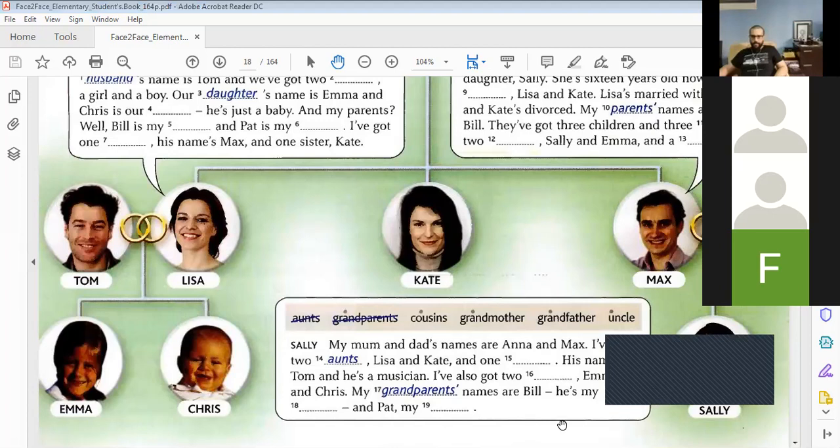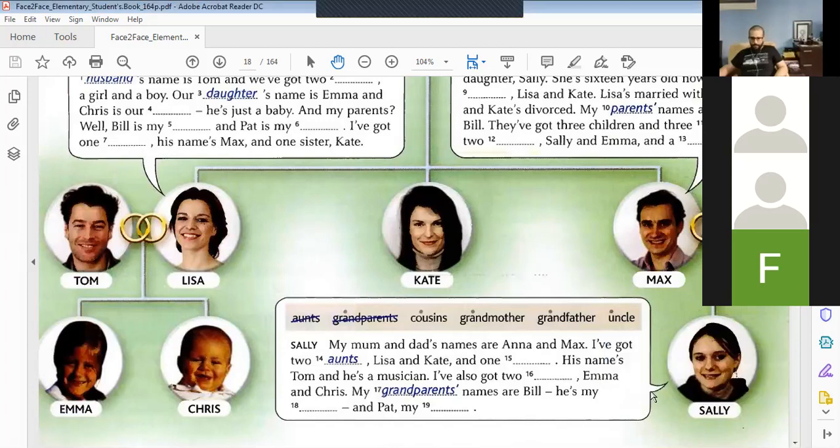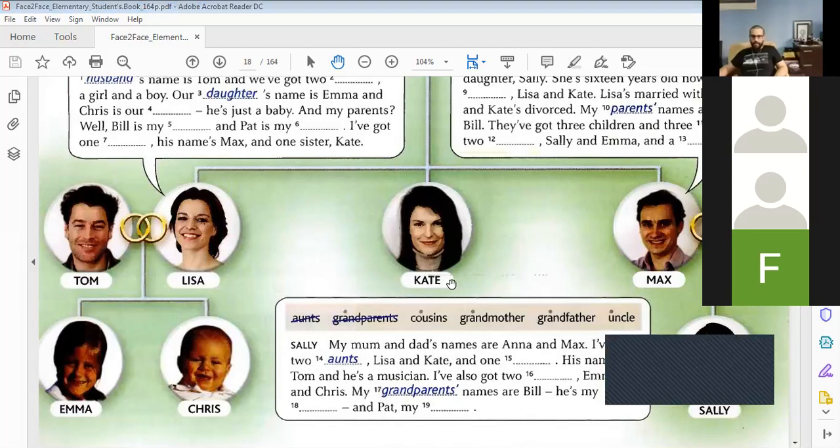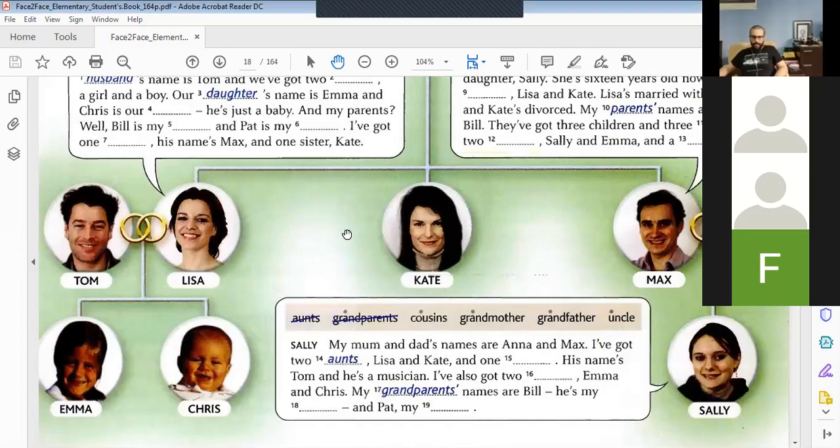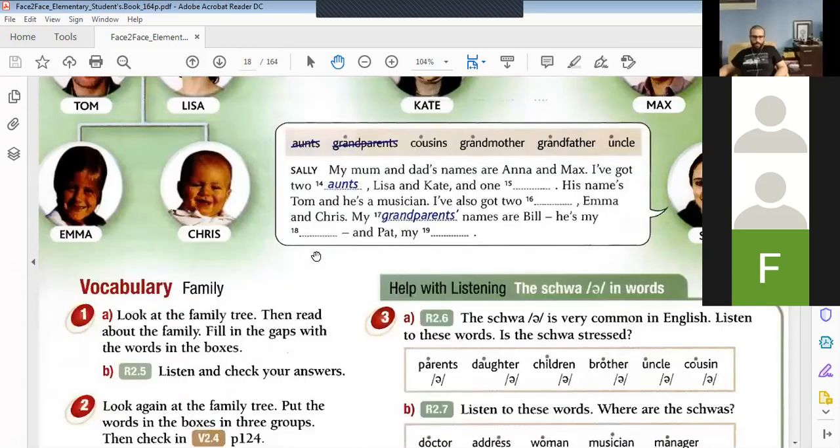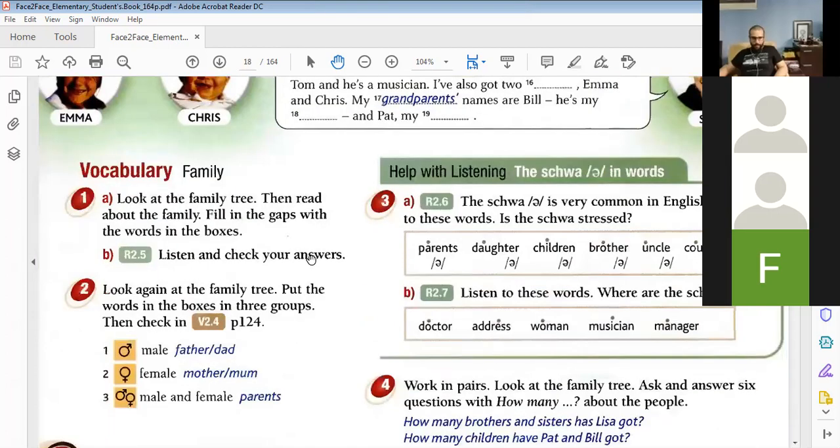Okay. So this means all of the answers are correct. Very nice. That's great. So we can move on. Look again, put the words in the boxes in three groups.